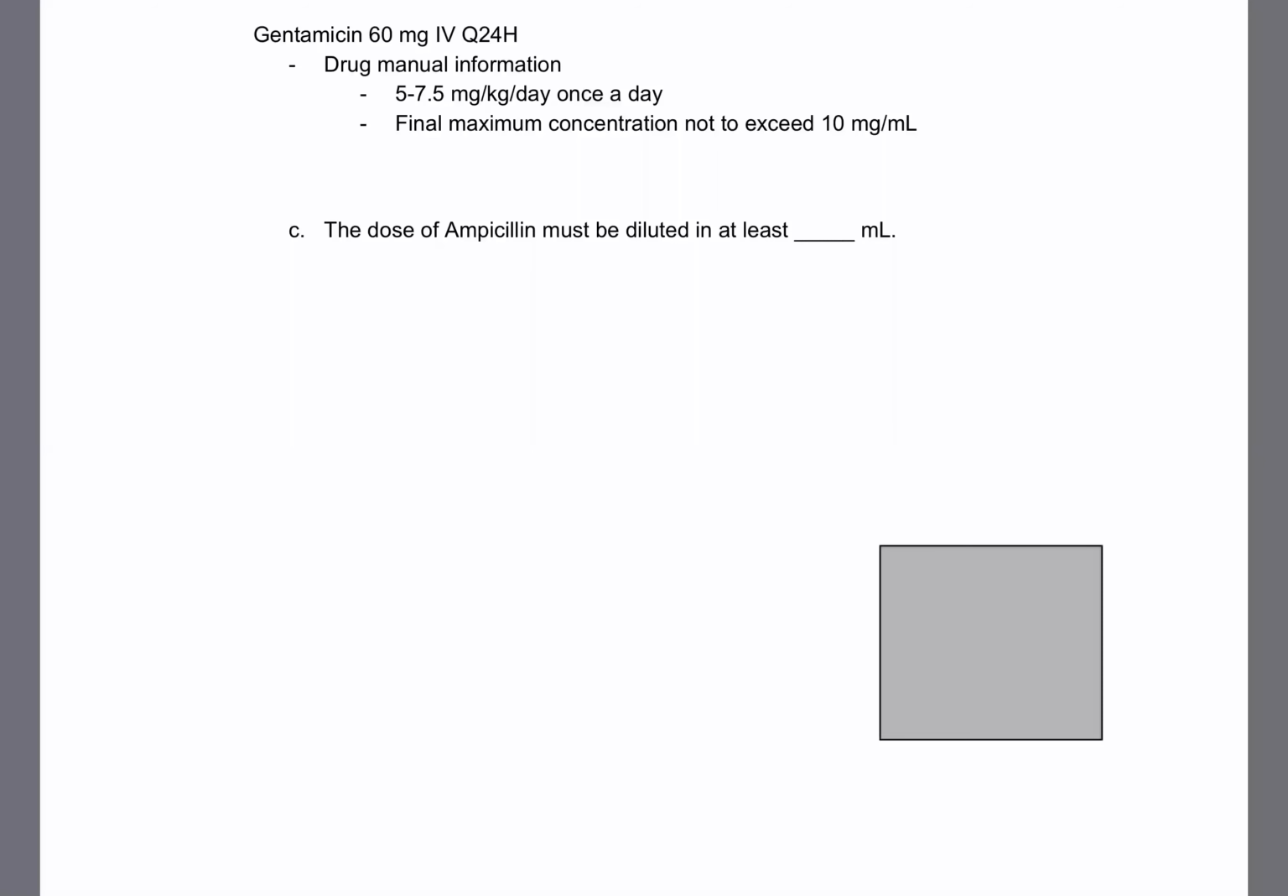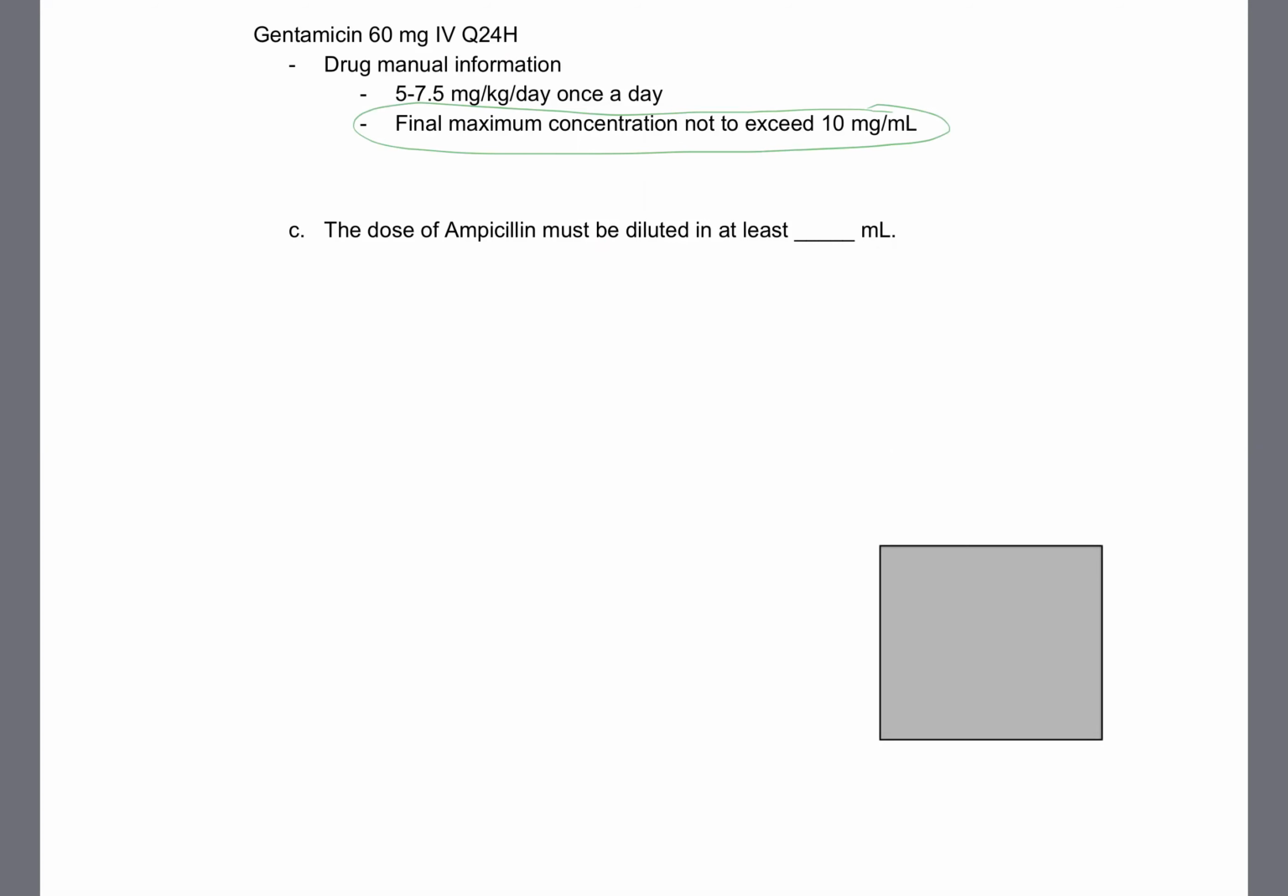Part C, using the same information regarding gentamicin, they're asking for the dose of ampicillin must be diluted in at least how many mLs. So remember, we're going to go ahead and use the final maximum concentration must not exceed 10 milligrams per ml.